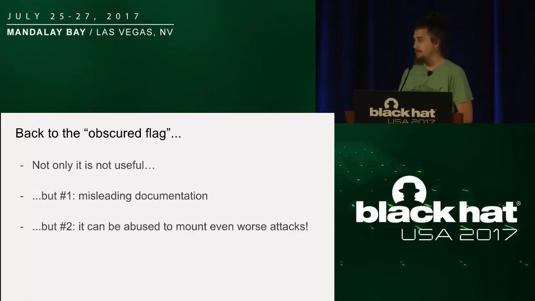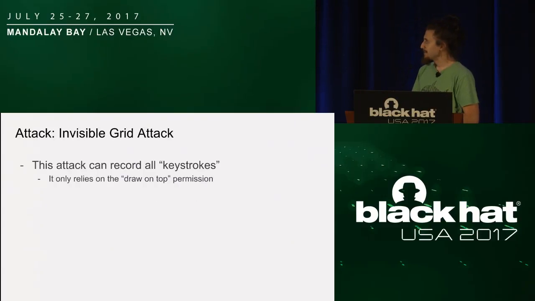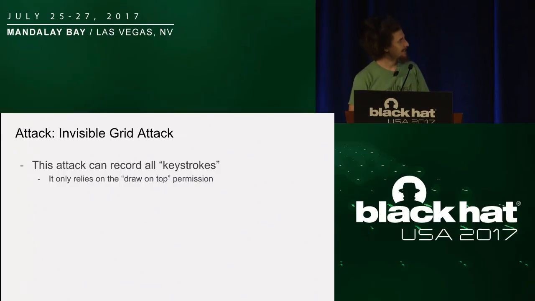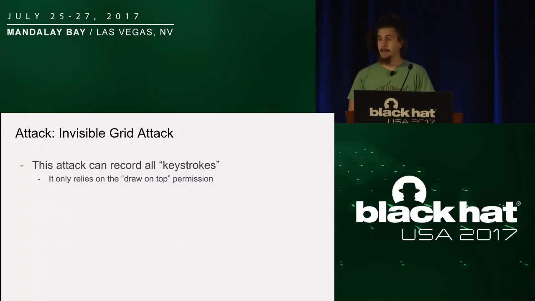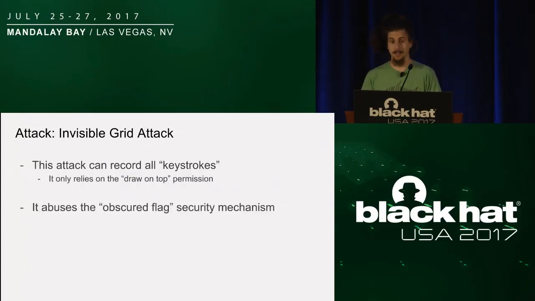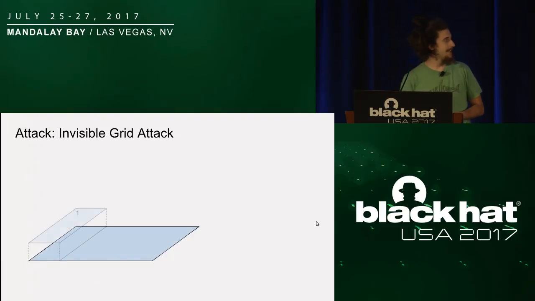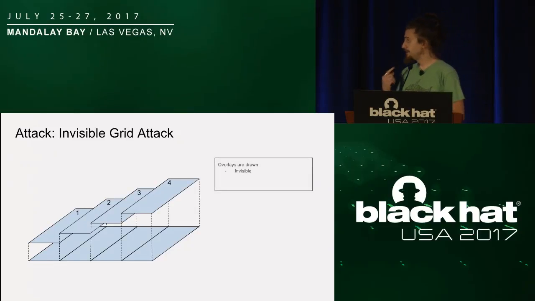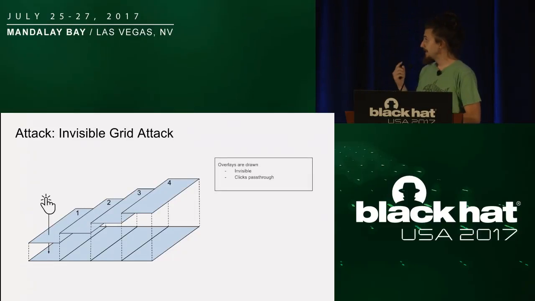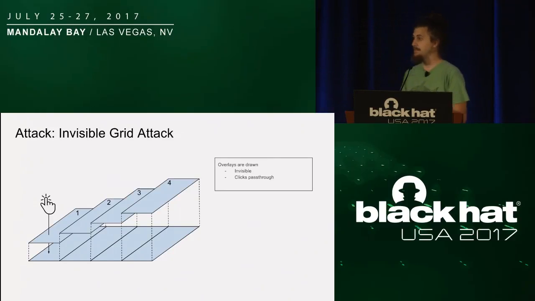We found there are ways to abuse this obscure flag to mount even worse attacks. The trick is a new attack we call the invisible grid attack, where we can record all the keystrokes by only requiring the draw-on-top permission. We basically abuse the obscure flag security mechanism. The attack works in this way. This represents a phone that is laid down. Now the attacker can create overlays like this. These overlays are drawn invisible, so the user doesn't see them. The clicks are passed through, so the user interacts with the phone and doesn't see that there is something on top, because everything works as expected.